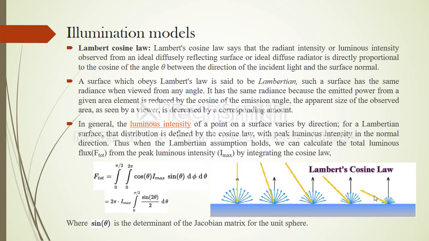A surface which obeys Lambert's law is said to be Lambertian. In general, the luminous intensity of a point on a surface varies by direction. For a Lambertian surface, that distribution is defined by the cosine law with peak luminous intensity in the normal direction. Thus, when the Lambertian assumption holds, we can calculate the total luminous flux from the peak luminous intensity by integrating the cosine law, as given below.